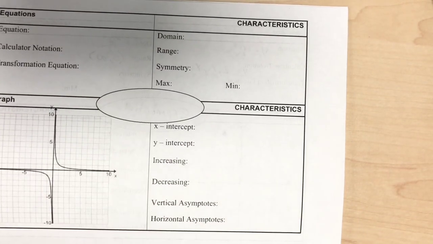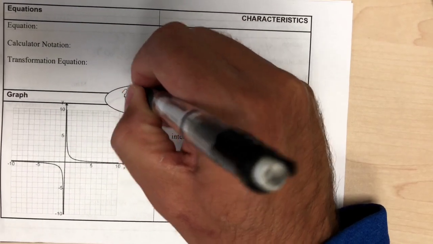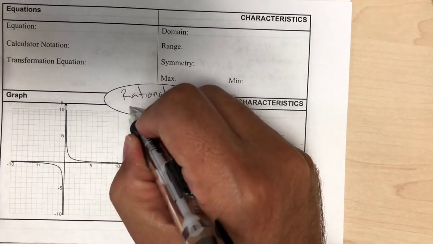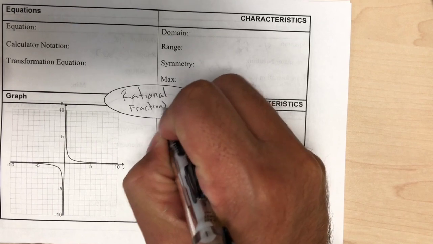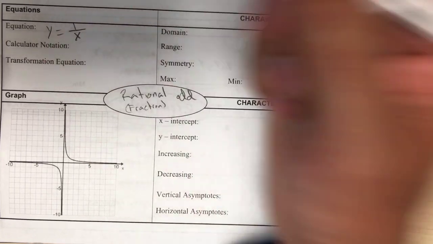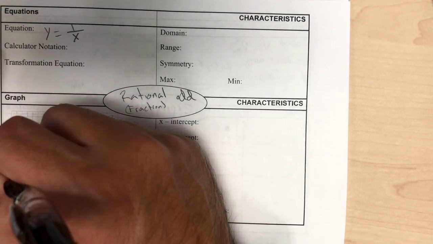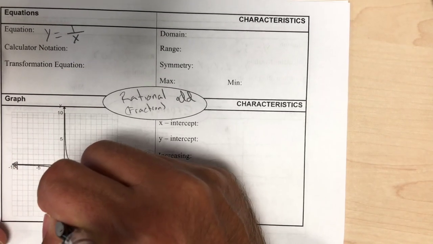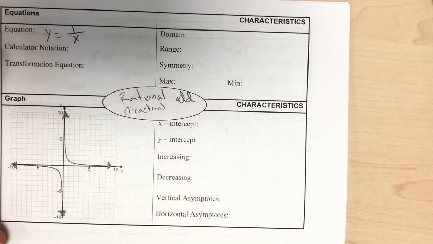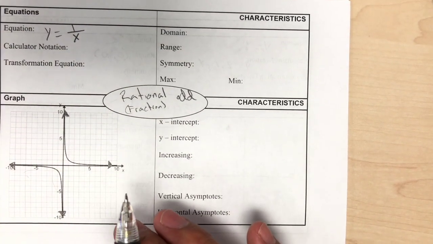Okay, and now our last two. This one we're going to call rational odd. Okay, rational is just a fancy way to say fraction mathematically. That equation is going to be y equals 1 over x. Okay, I'll explain the odd in just a second. So now we have kind of a split graph here. Okay, we have this part of our graph, and then we have this part of our graph. Okay, so that's going to affect our domain and range slightly.